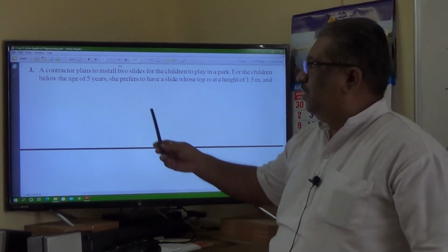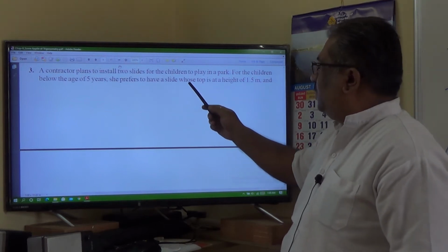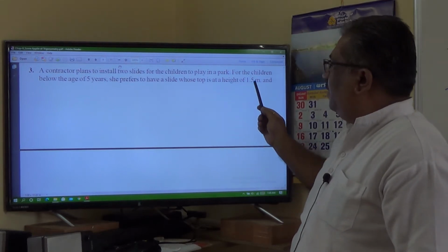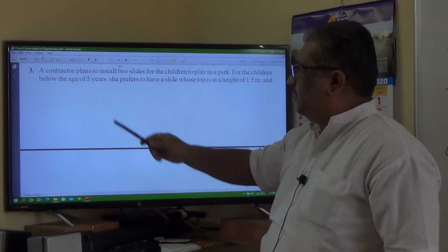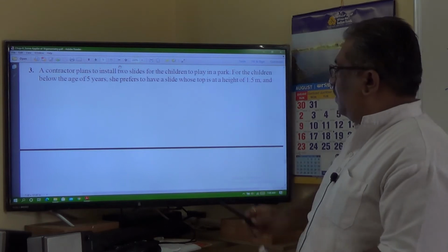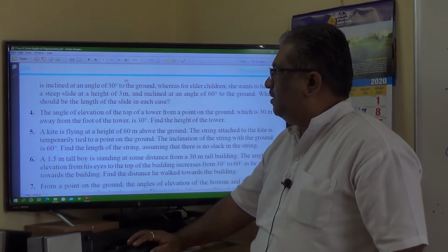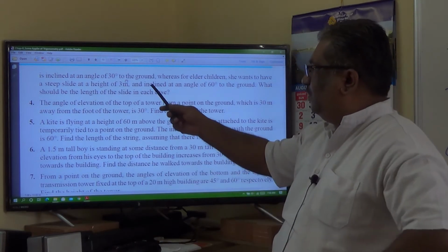Third question. A contractor plans to install 2 slides for the children to play in a park. For the children below the age of 5 years, she prefers to have a slide whose top is at a height of 1.5 meter and is inclined at an angle of 30 degrees to the ground.